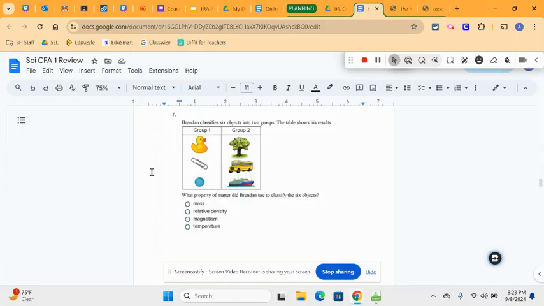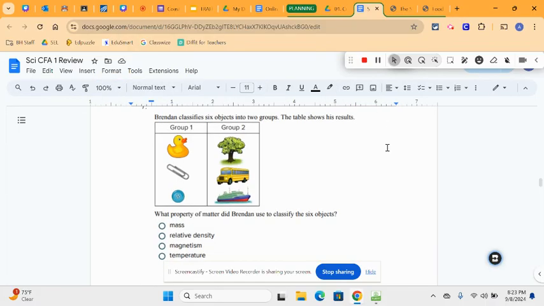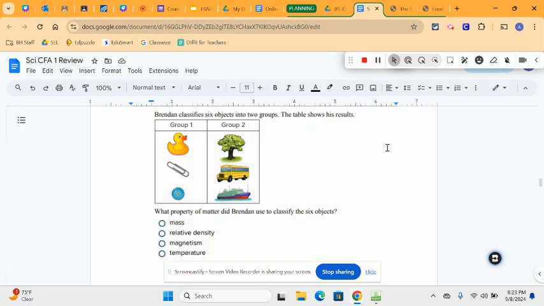Okay, question number 7. Let me zoom back in so it's not so tiny anymore. Here we go. Number 7 says, Brendan classifies 6 objects into 2 groups, and the table below shows his results. So we have group 1 on this side: a rubber duck, a paper clip, and a button. On the right side, group 2, they have a tree and a school bus and a ship.